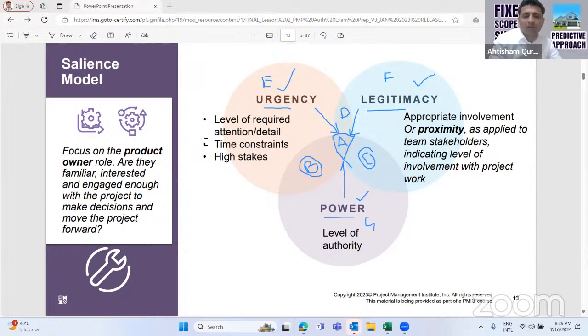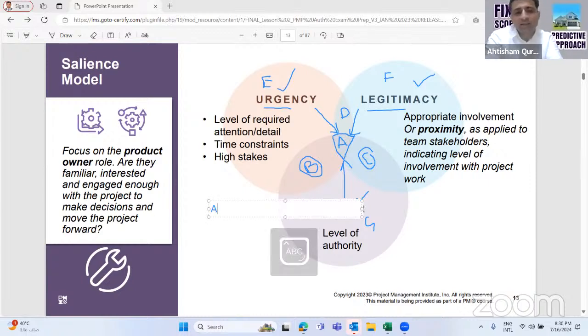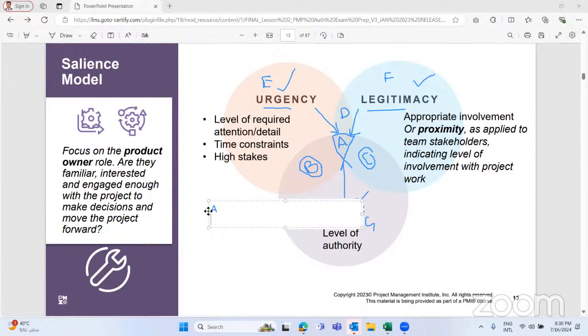So what should be your order of importance for these stakeholders? I would say you should do it like this. Your most important stakeholder should be the definitive stakeholder, which means A. If you need to spend your attention, A should be the one getting more attention, right?